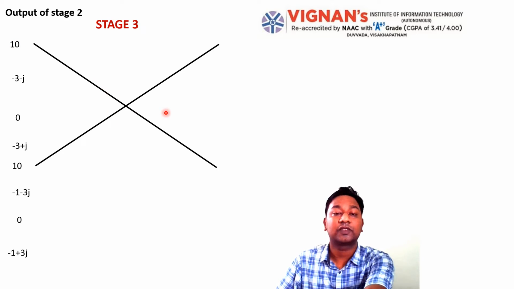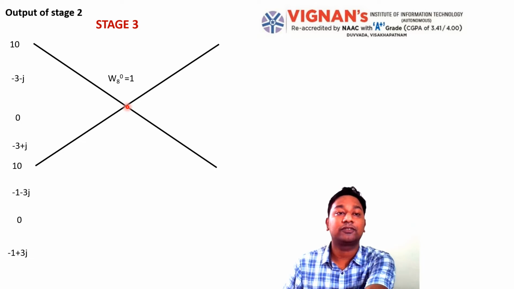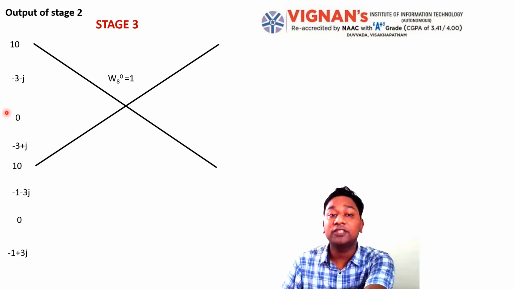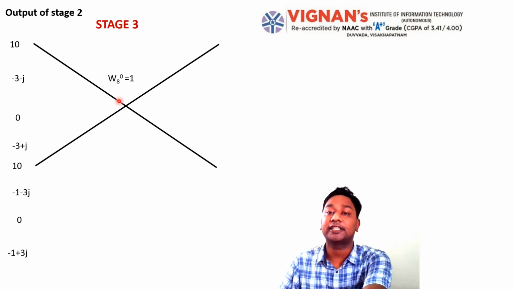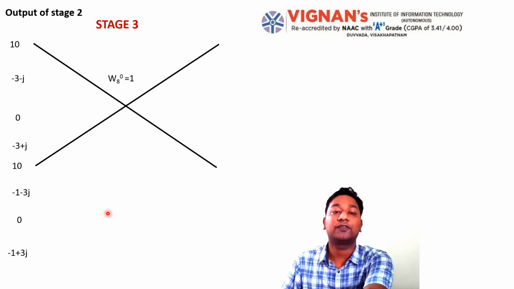So now stage 3, here also 4 butterflies will be associated. The first butterfly will be associated with the first point and the fifth point. The second butterfly will be associated with the second point and the sixth point. The first twiddle factor is associated with the first butterfly, that is omega to the power 0 equal to 1. So first we will solve this one, then we will go for the next butterfly. That will be better for understanding, otherwise it will become more complex. So first we will draw the butterfly, then find the value, and after finding the output, we will go for the next butterfly, and after completing that, we will go for the last one.